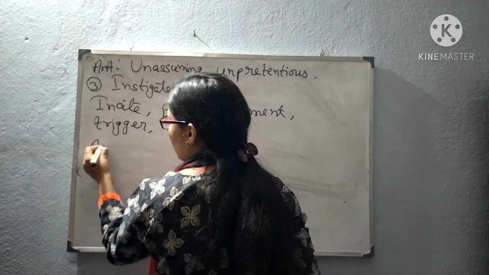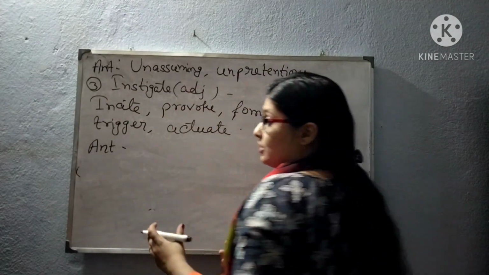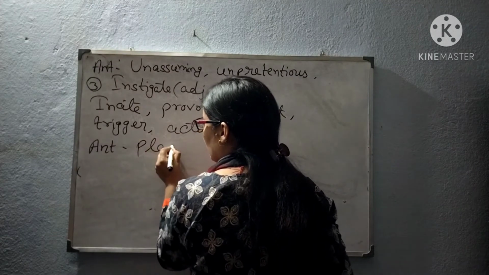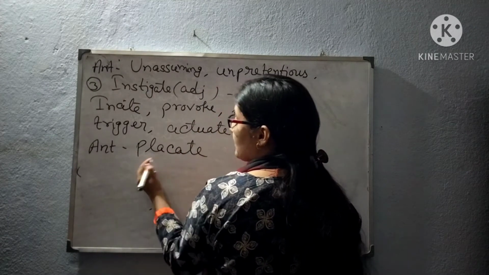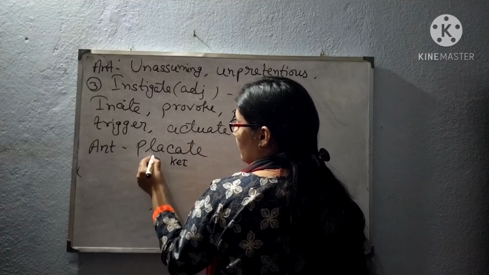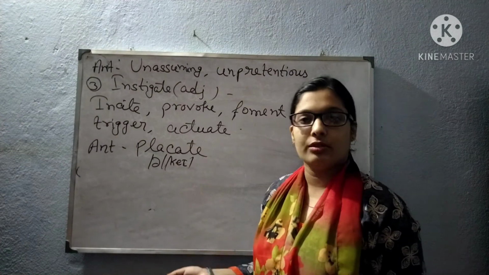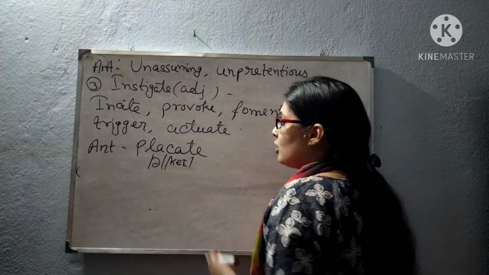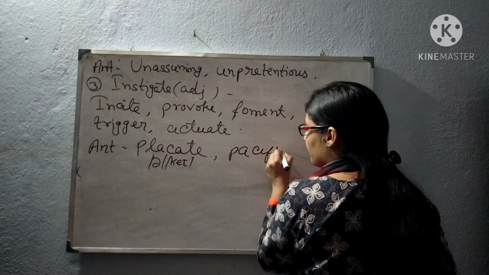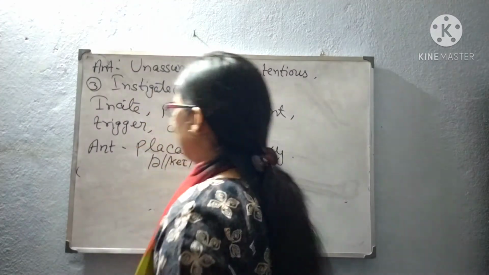Antonyms क्या होंगे इसके? Antonyms होंगे placate. Okay, placate. मैं ऐसे आपको सिखा रही हूँ. I will tell you about phonetics also in my next course. Okay. So placate होता है pacify. So now let me again clear my board.